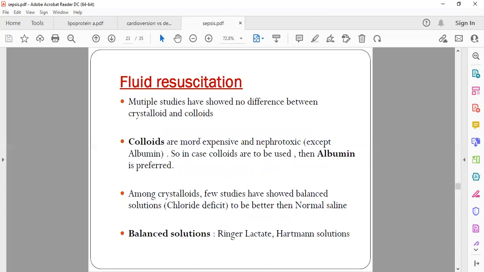It has been seen that colloids are more expensive, and multiple studies have shown no difference between crystalloids and colloids. Because theoretically, you might feel that if you give a colloid, it will stay more in the circulation and that will increase the BP. But the studies have shown no difference, and moreover, colloids are very expensive and can cause nephrotoxicity. So, except albumin, no other colloids have to be used in case of sepsis. And it has been seen that when compared to normal saline, Ringer lactate is a better solution.